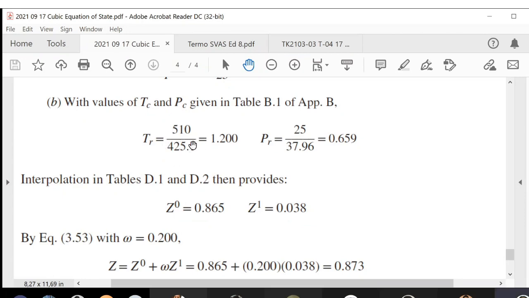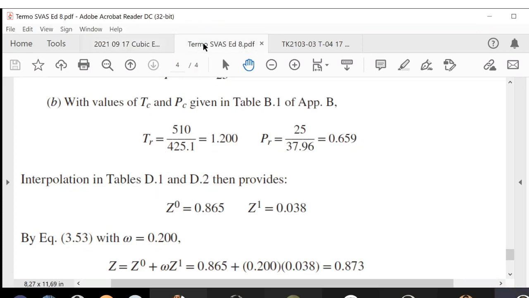What is the critical temperature of normal butane? We will find out in the table. This is the critical pressure. Then we get the TR 0.65. The PR is 1.20. Now, we find the table D1 and D2.